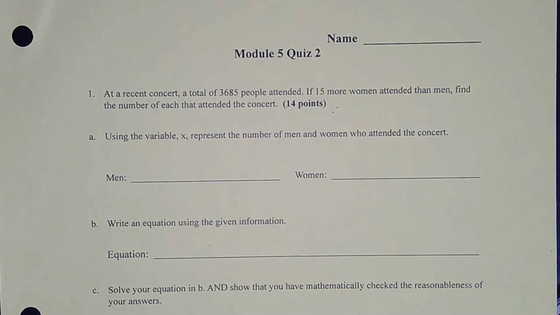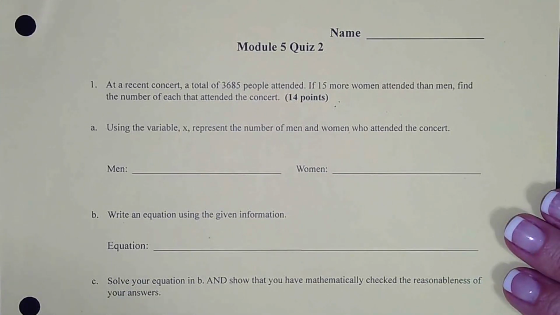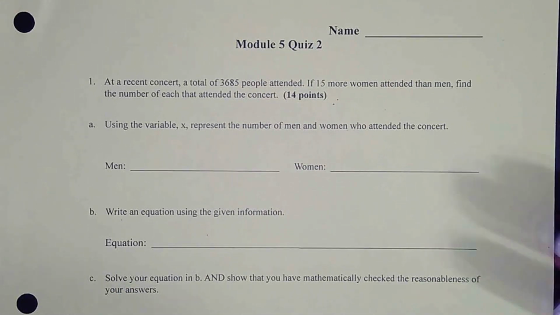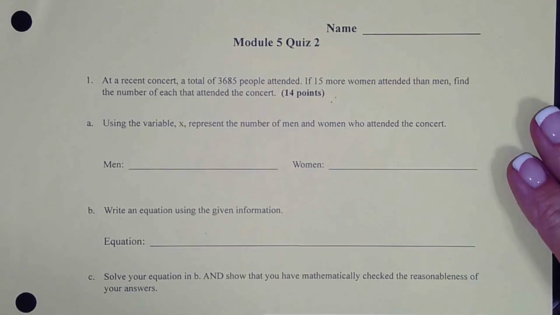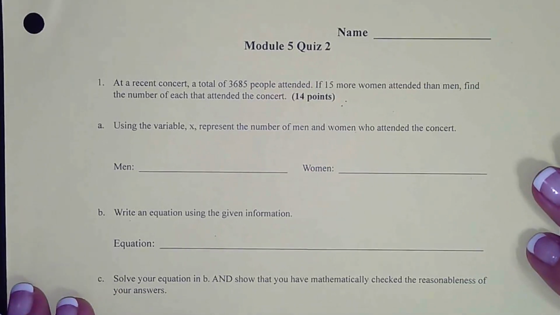The last review we have is the Module 5 Quiz 2. And this one covers the other part of the chapter. It has one word problem and solving inequalities, which were the two main focuses for the second half of the chapter, lessons 4 through 7. So let's get started. Just two problems on this one. And no back page, I don't think. Nope, no back page. So this will be a pretty short video.